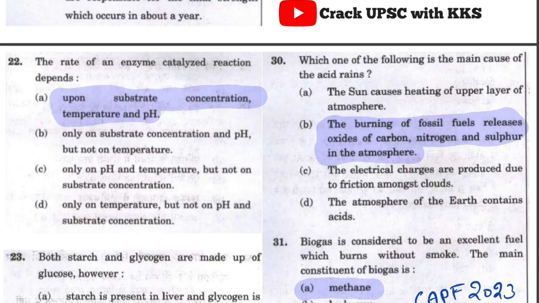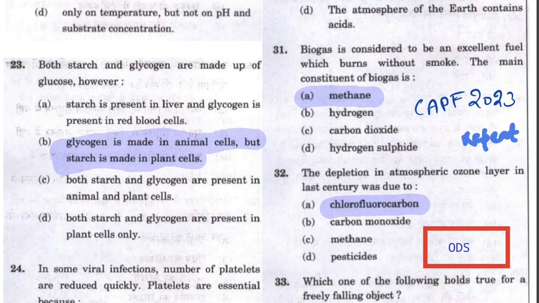And the next question is, the rate of an enzyme catalyzed reaction depends upon all the three: substrate concentration, temperature and pH, all the three. For the next question, both starch and glycogen are made up of glucose. However, how are they different? So glycogen is made in animal cells, but starch is made in plant cell, and primary function of both of these is to store energy. So just remember this: glycogen in animal cells and starch in plant cells, and the main function of both of these is to store energy.